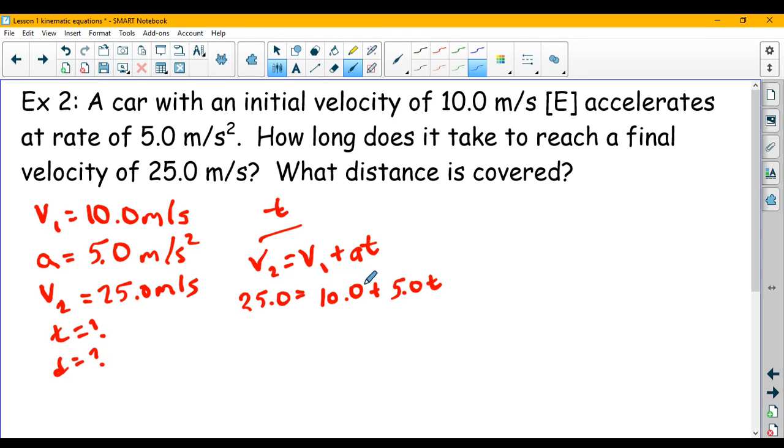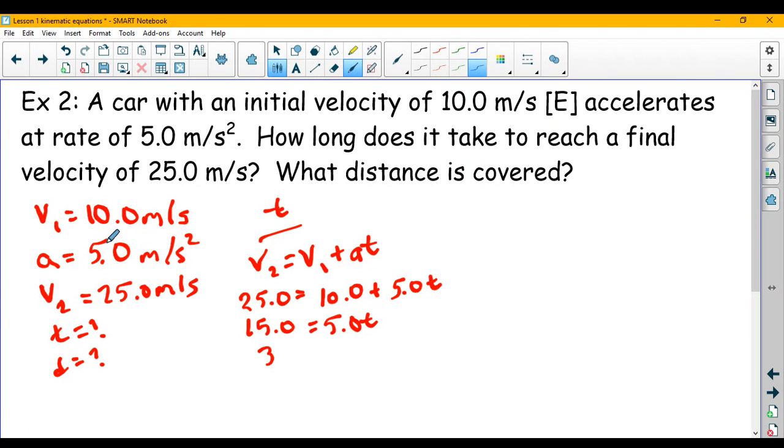Okay, so now I've got this. Now you'll notice these are added on this side. So if I move this 10 over, it will become subtract. So that's the first thing I'll do, I will subtract 10 from 25 because I want to simplify it. Again, if you can go straight to the answer, that is fine. 5 is multiplying by the t, so when I move it over, it will divide, and it will be 3.